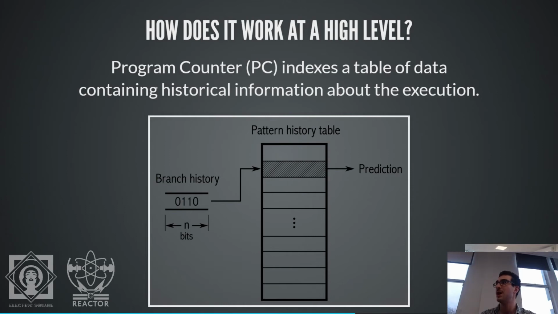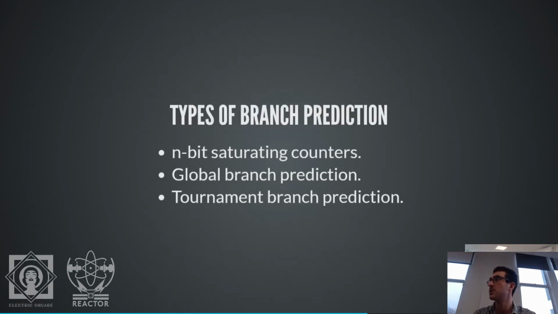So every time we encounter a branch instruction, we take our program counter and use it to index a table. In that table, we'll store information about how we branched when we hit this point in the program before. This is called a pattern history table. And based on that, when we next know we're going to run that program counter, we do still run the instruction, obviously, but we load in instructions based on what this pattern history table predicts we're going to do, which is quite cool.